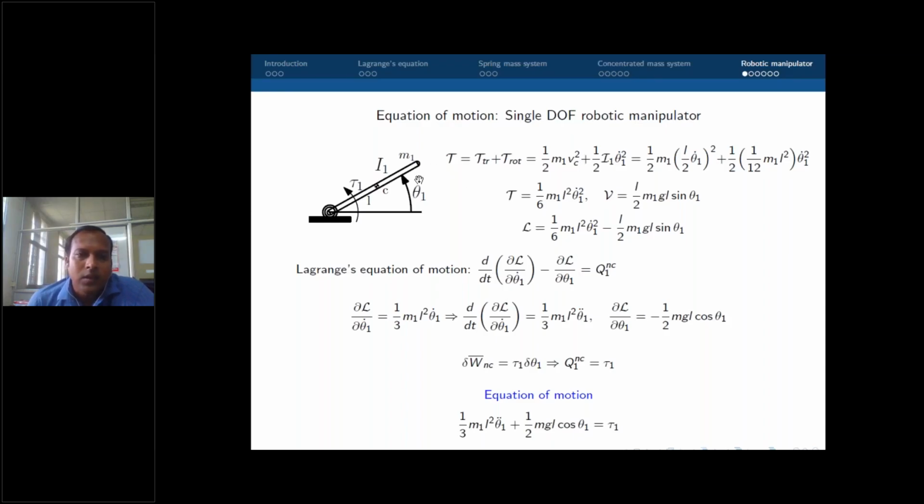Now here you see one thing, that the system is a distributed mass system. So the kinetic energy will have two parts. I have written here T equals T_tr, that is associated with the translational kinetic energy, and T_rot means rotational kinetic energy. Translational and rotational.